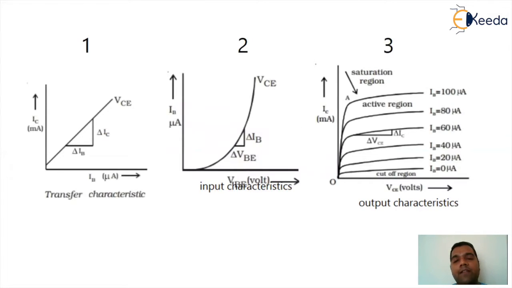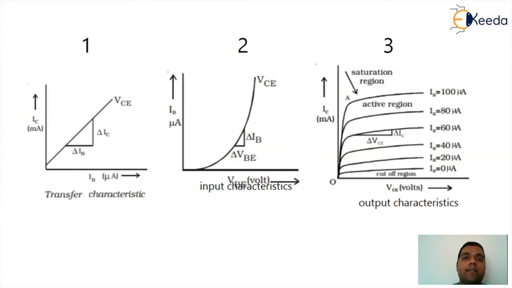Here we have three graphs. The first graph is the transfer characteristics graph. The second graph is the input characteristics graph. And the third graph is the output characteristics graph. Whenever we have characteristics, we normally have three types of characteristics.